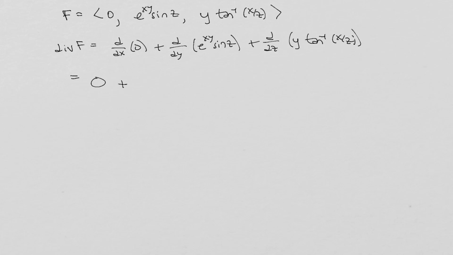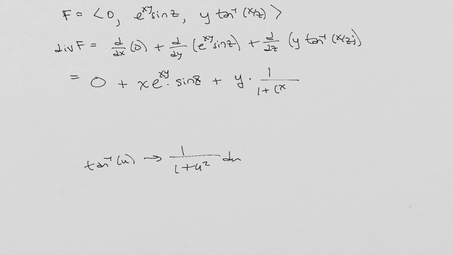The second one, let's see, sine of z is just a constant, so what's my derivative of e to the xy? Well, if I have e to the u, its derivative is just e to the u times du. Okay? And then I've got this constant sine of z right here. Plus, and then this one, let's see, y is a constant, and then I've got z's inside arctangent. So if you remember again, arctangent of u has a derivative of 1 over 1 plus u squared du. So this will be 1 over 1 plus x over z squared.